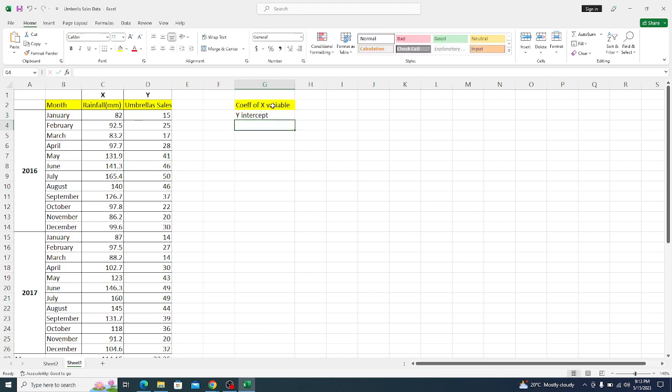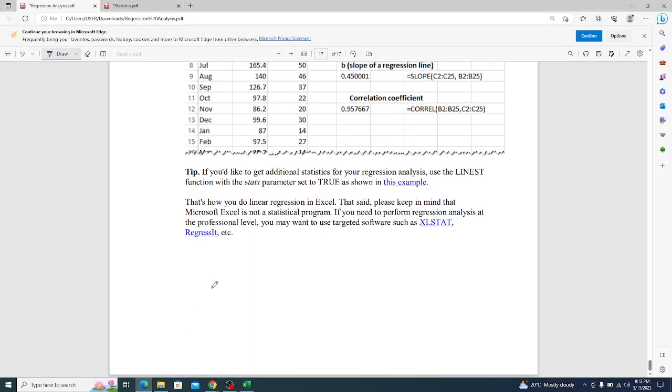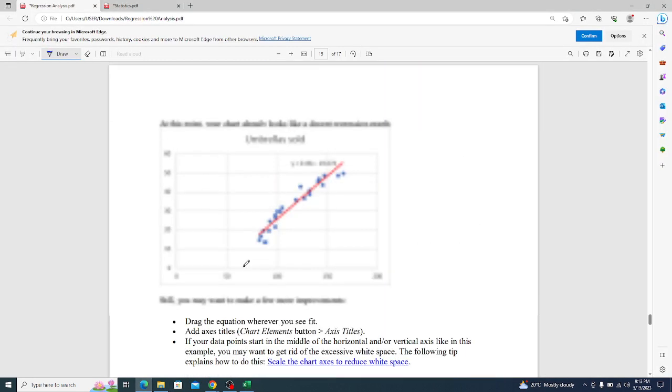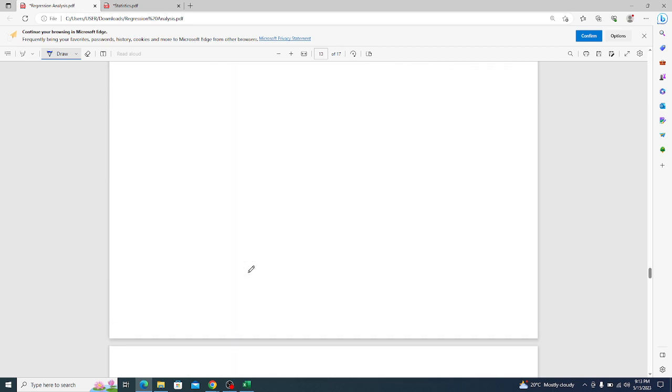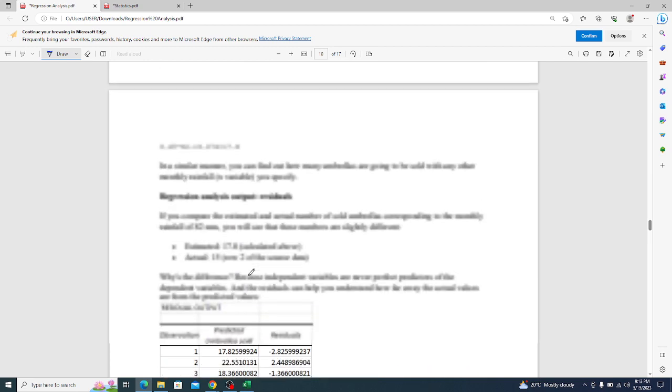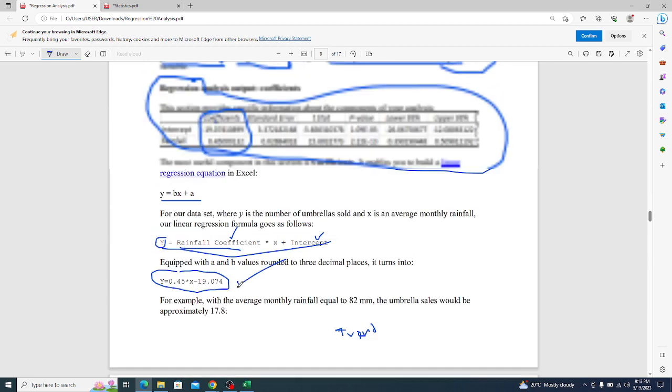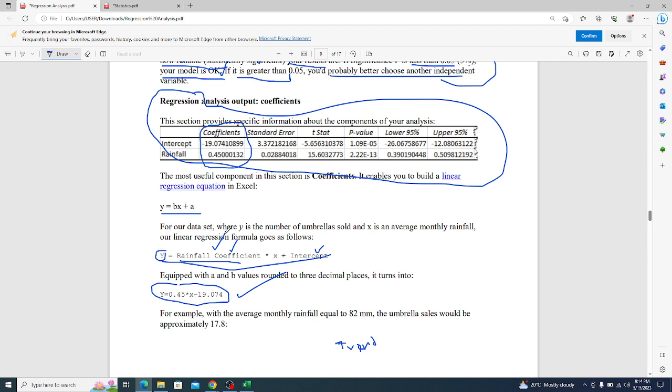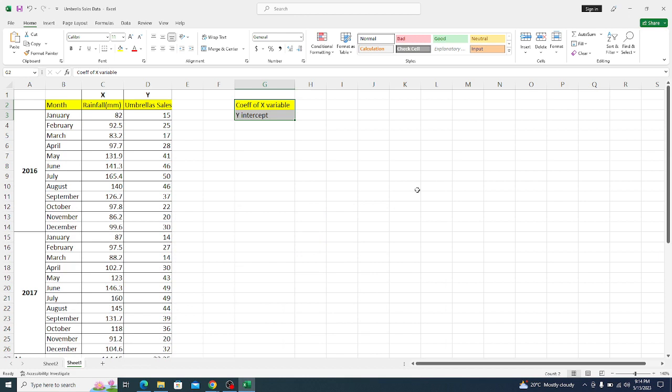Okay, so these are the two major values we need, and we have some formulas which we can use to come up with the constants. Remember, what we need to build the equation of a straight line, or the equation of a linear regression, is the coefficient of x and the y-intercept. And we shall get such an equation, the linear regression equation.